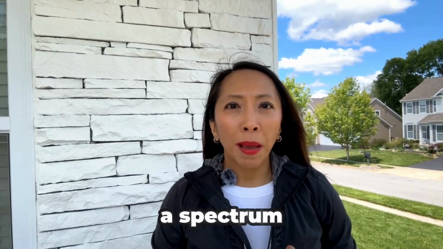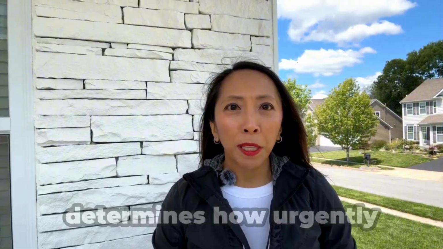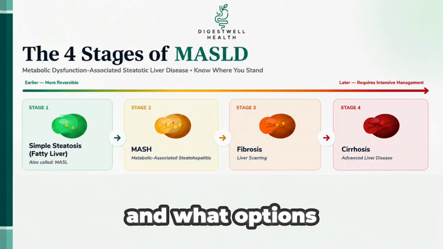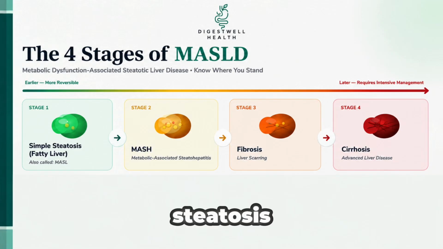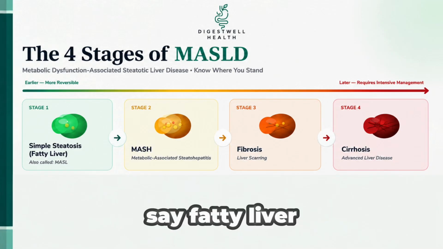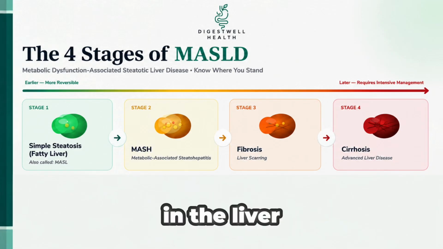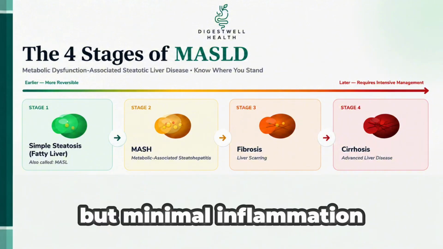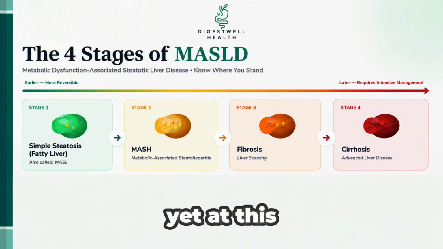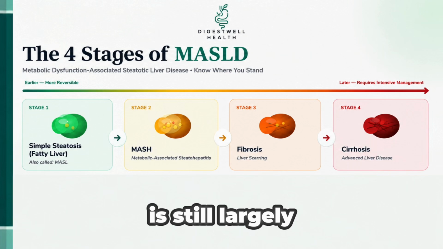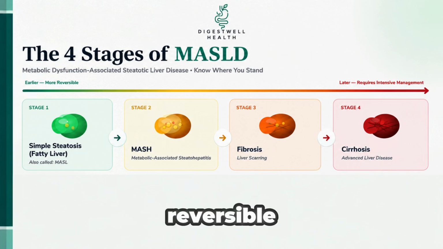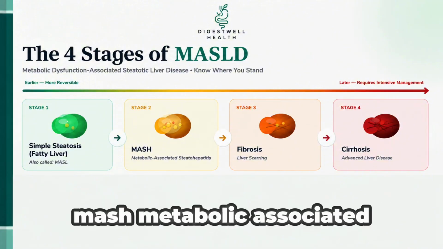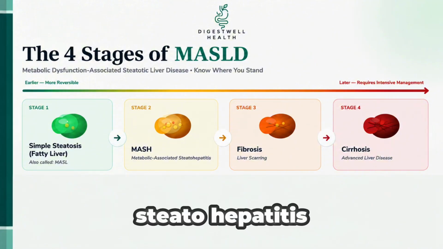MASLD exists on a spectrum, and where you fall on that spectrum determines how urgently we need to act and what options we have. Stage 1 is simple steatosis, what most people mean when they say fatty liver. There is fat in the liver cells, but minimal inflammation and no significant damage yet. At this stage, the liver is still largely functioning normally, and this stage is very frequently reversible with lifestyle changes alone.